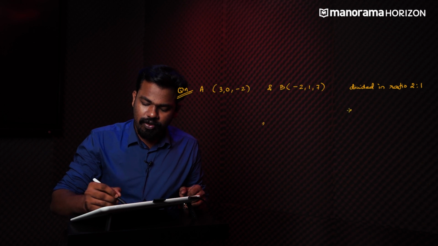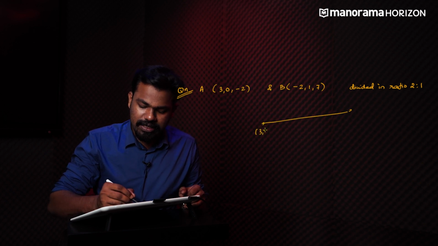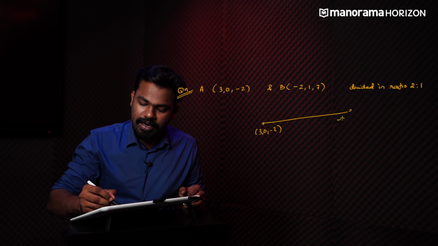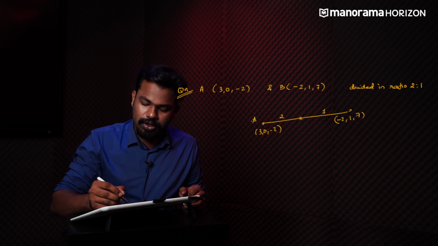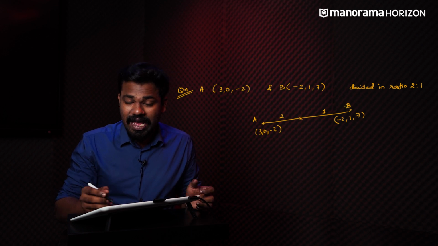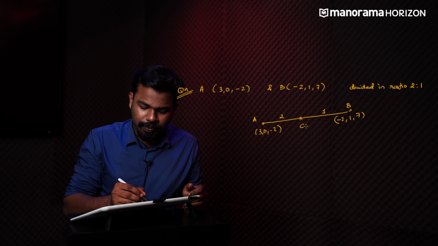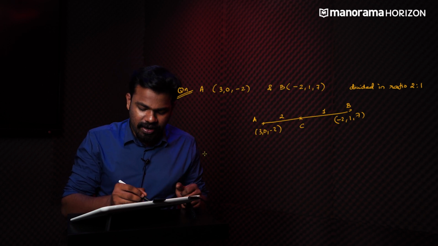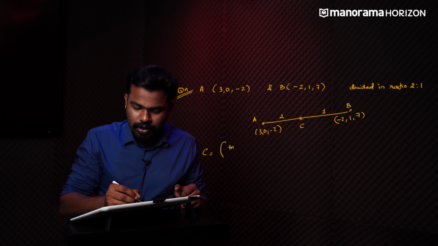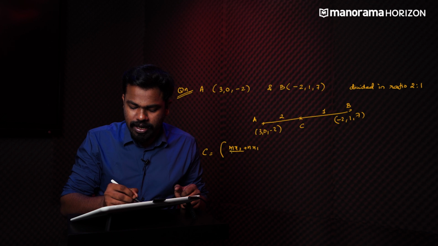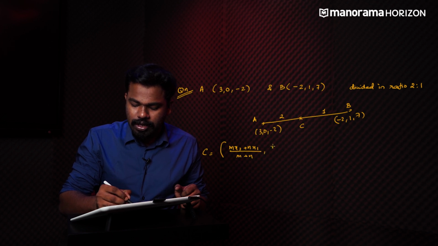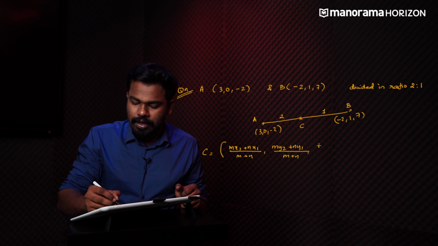So using the section formula that we have studied, the points are (3, 0, negative 2) and (minus 2, 1, 7), and the ratio here is 2:1. So the line AB, if it is divided by the point C, what are the coordinates of C? Since it is an internal division, you can find C using the formula (mx2 plus nx1) by (m plus n), (my2 plus ny1) by (m plus n), (mz2 plus nz1) by (m plus n).